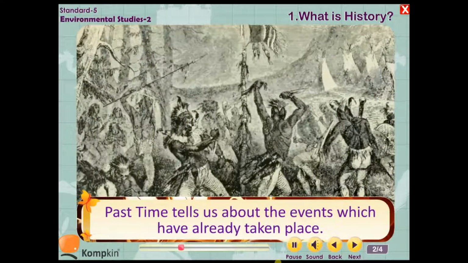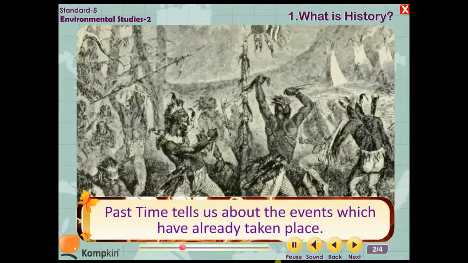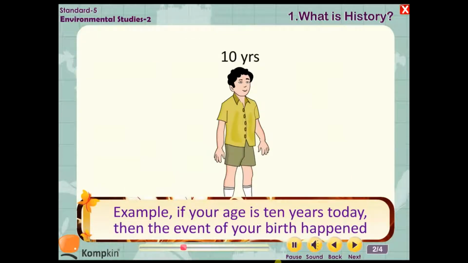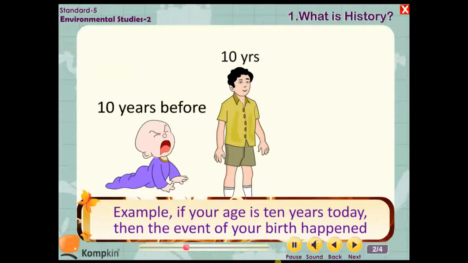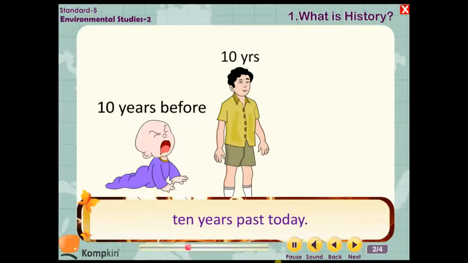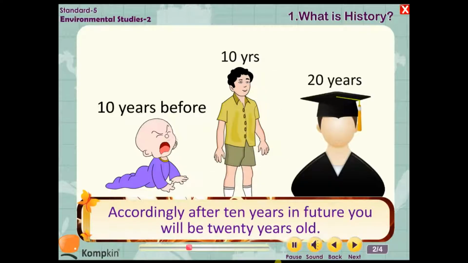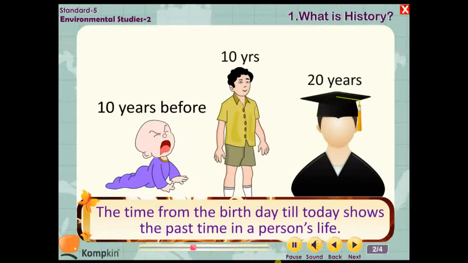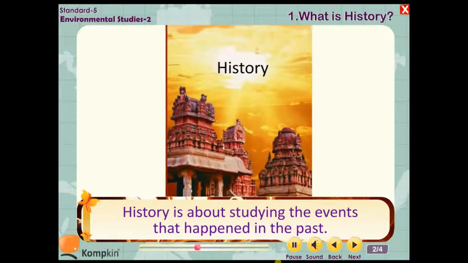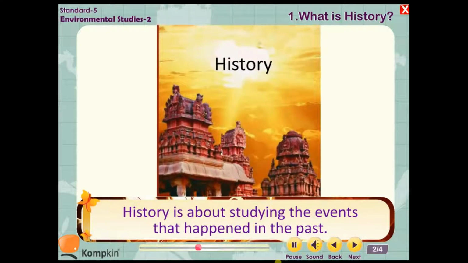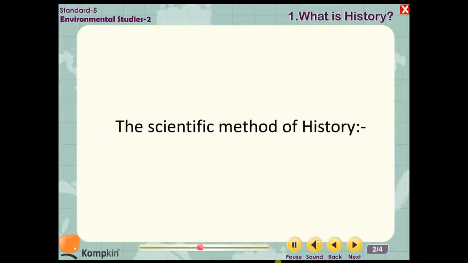Past time tells us about the events which have already taken place. Example, if your age is 10 years today, then the event of your birth happened 10 years before today. Accordingly, after 10 years in future, you will be 20 years old. The time from the birthday till today shows the past time in a person's life. History is about studying the events that happened in the past.